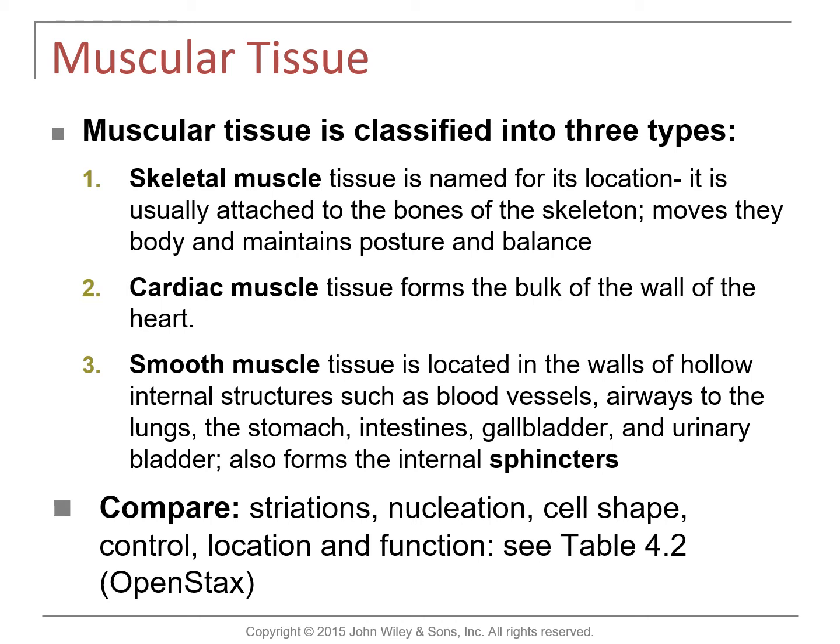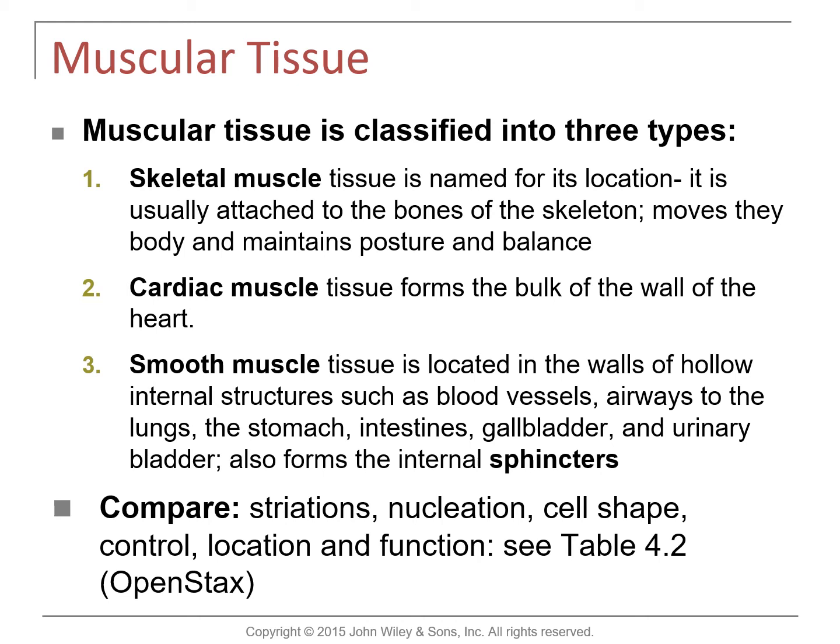Cardiac muscle tissue, made up of cardiac muscle cells, is only found in the wall of the heart. And their contraction of the muscle tissue generates force to pump blood through the chambers of the heart and into the associated blood vessels. Smooth muscle tissue is located in the walls of hollow internal structures, such as the blood vessels and the airways, where it regulates the diameter of these passageways. Smooth muscle also makes up the walls of the stomach, intestine, gallbladder, urinary bladder. Smooth muscle is also found in the urethra and several of the reproductive structures.